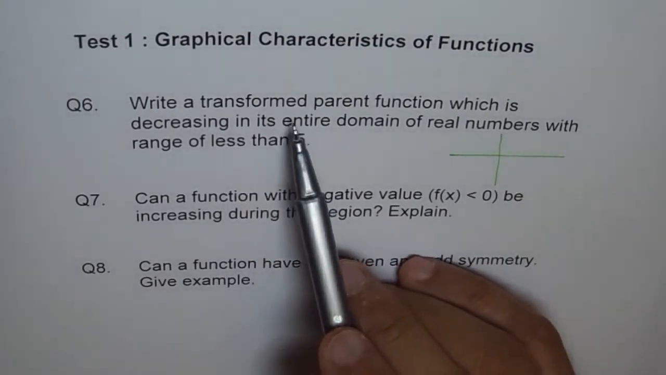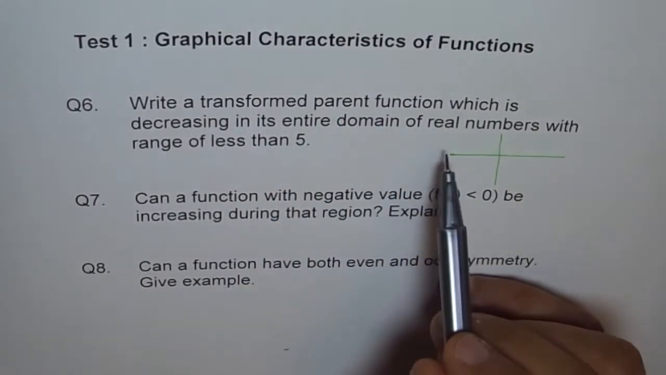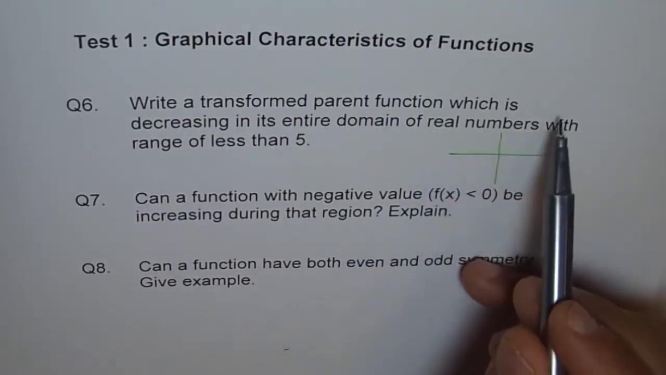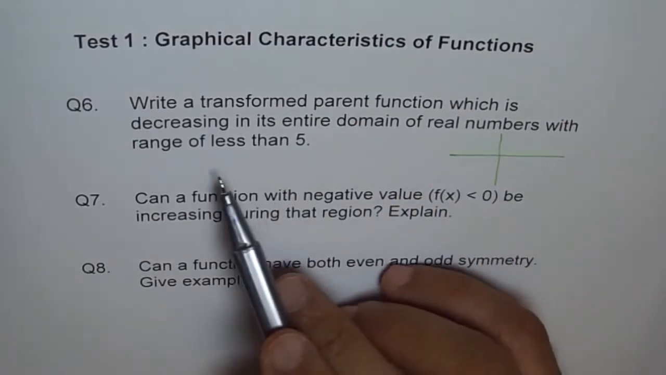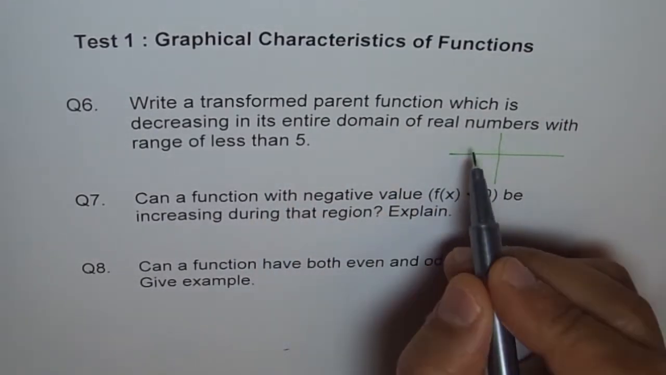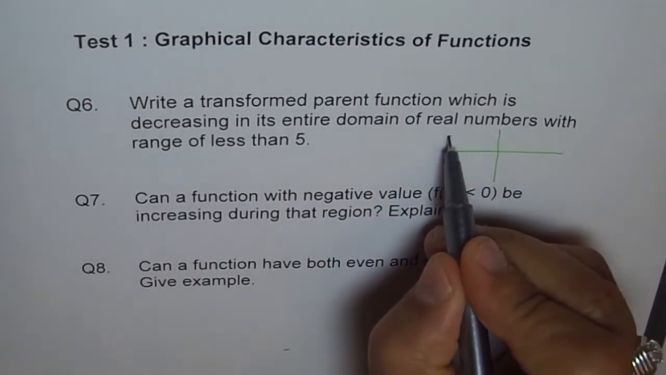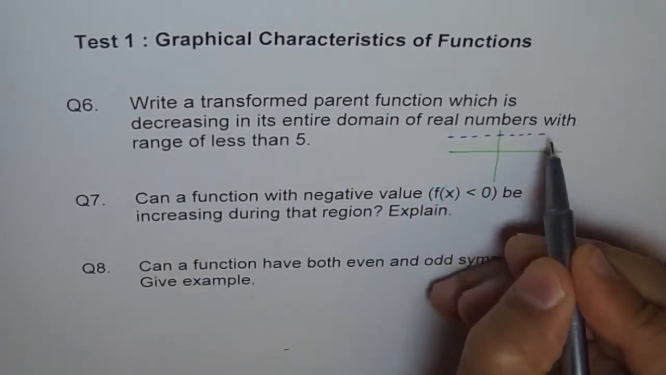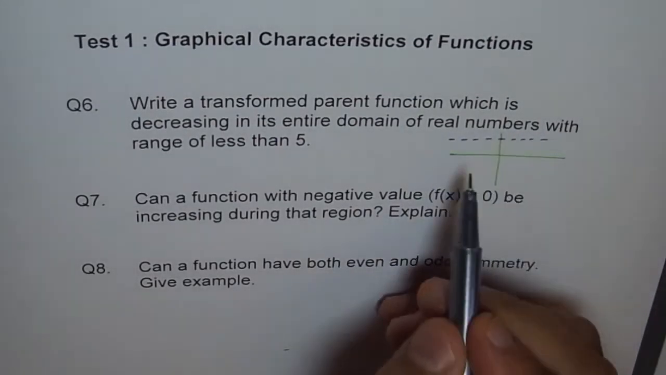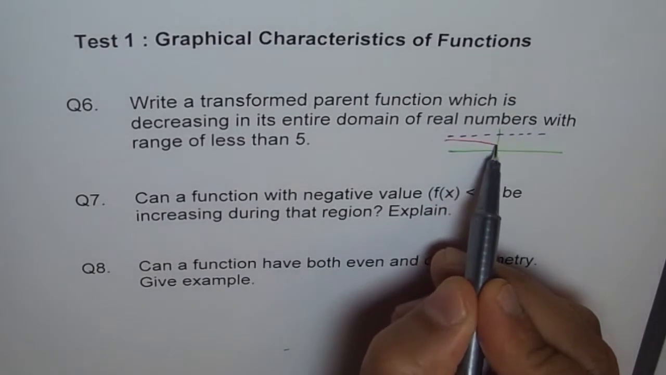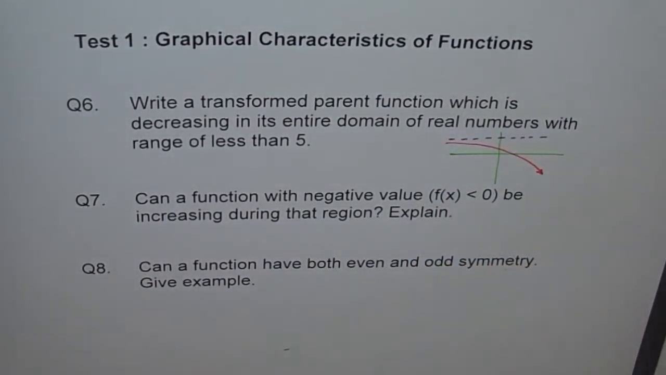Now we have to write a transformed parent function which is decreasing in the entire domain of real numbers. That means it is coming down, right? It could be like this, but that is increasing, right? Decreasing, real numbers with range less than 5. That means we have a horizontal asymptote at 5, right? So that is, let us say, 5, and it is decreasing. That means our function should be something like this, correct? Is that okay? So that is the function.